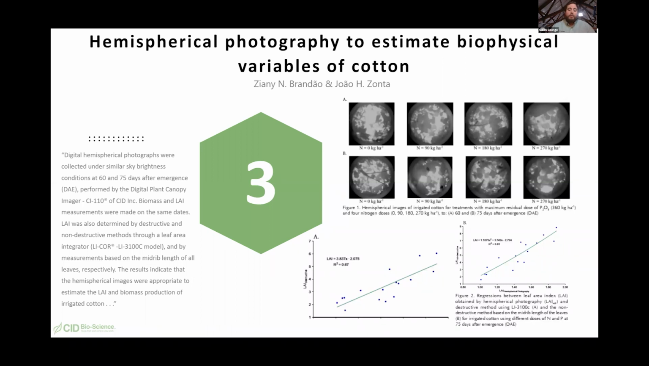And so basically it's trying to adopt a new technology, which is this hemispherical photography, and then evaluating it against other, more destructive methods. So what these graphs show in the bottom right are plots of the LAI that was taken with the hemispherical photography against a different method, like a destructive leaf area meter.